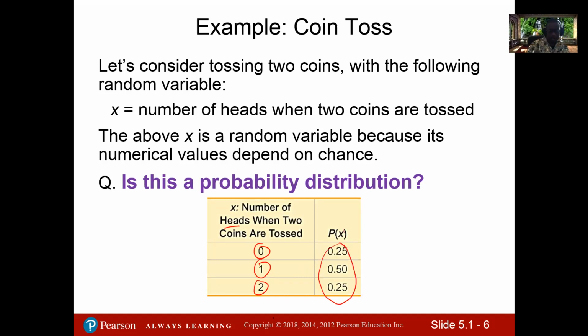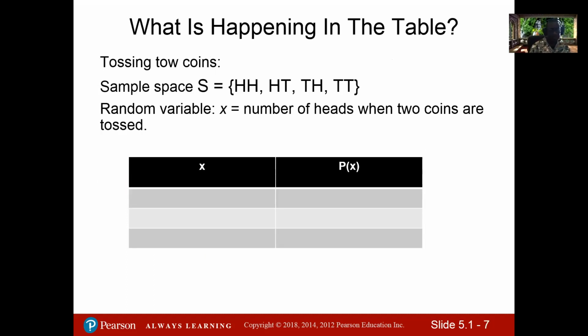Now, this is what is happening. The sample space is head-head, head-tail, tail-head, and tail-tail. X still represents the number of heads from this. If I look at the first element, head-head, there are two heads, so X is equal to 2. For the second and the third, X is equal to 1. And for the last, there are no heads, so that is 0. Usually we want to write it in ascending order, not descending, so we write 0, 1, and 2.